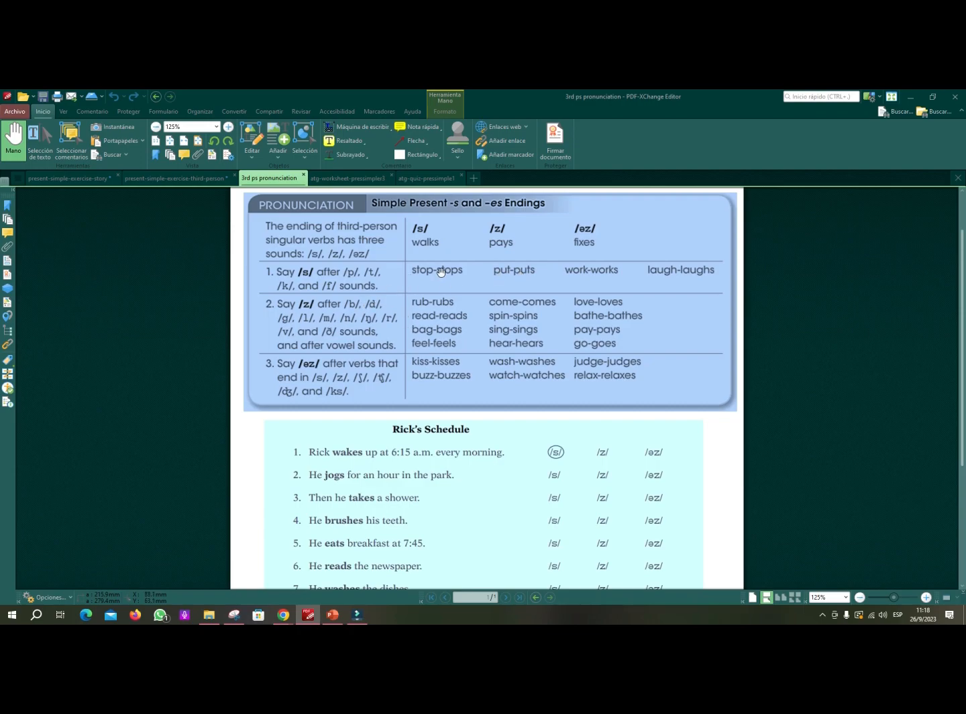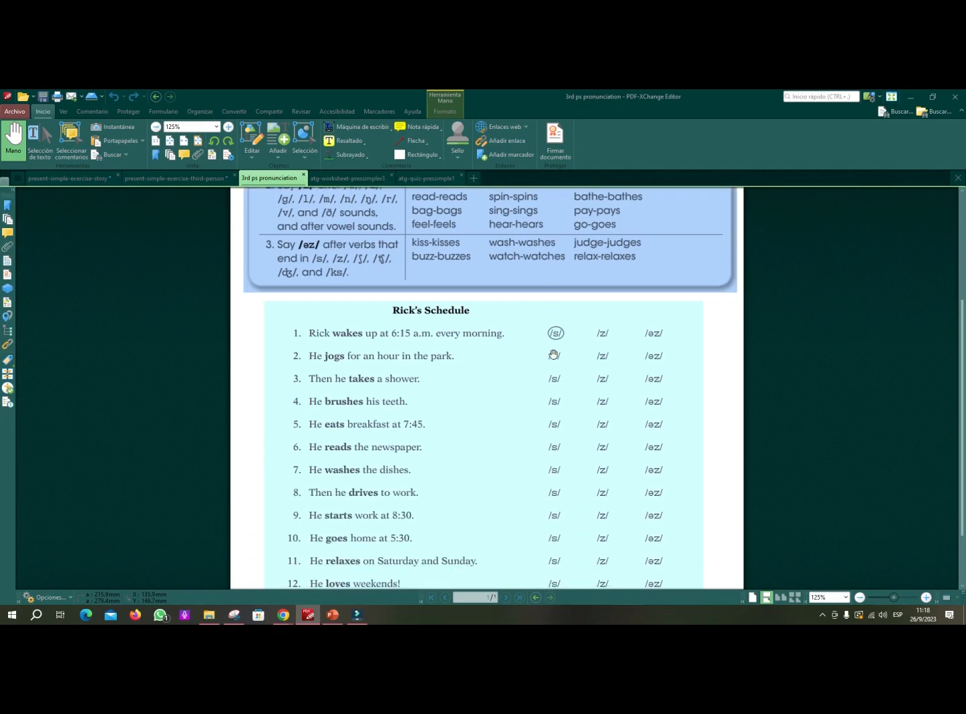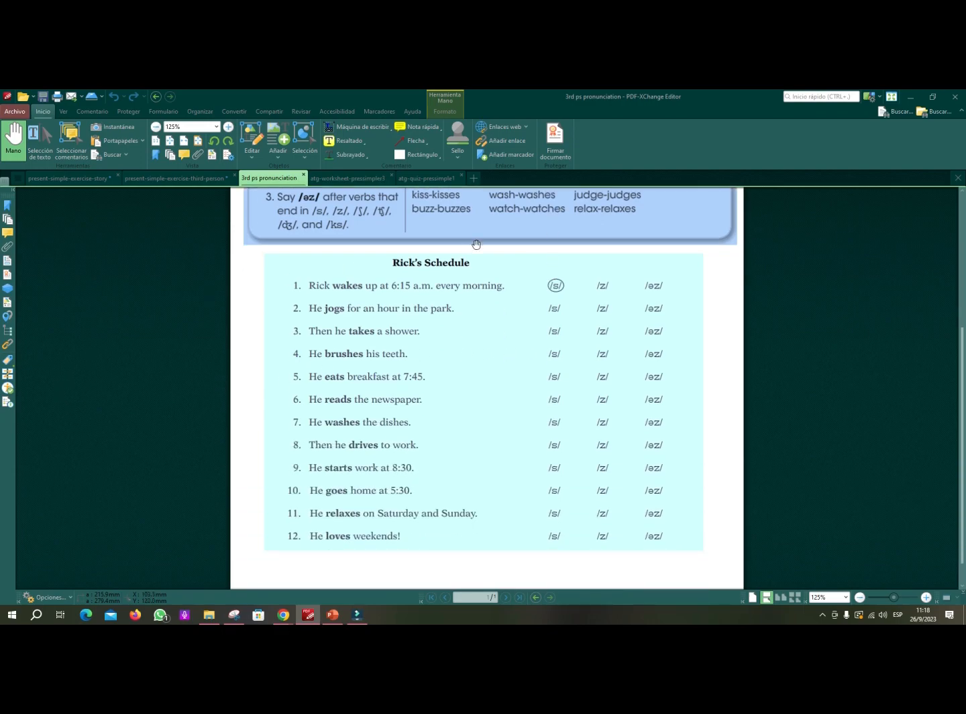So, don't forget the pronunciation of them, right? For example, in this case, we have an activity. It says, Rick's schedule. Do you know schedule? That is horario, el horario de Rick. Here we have some sentences.